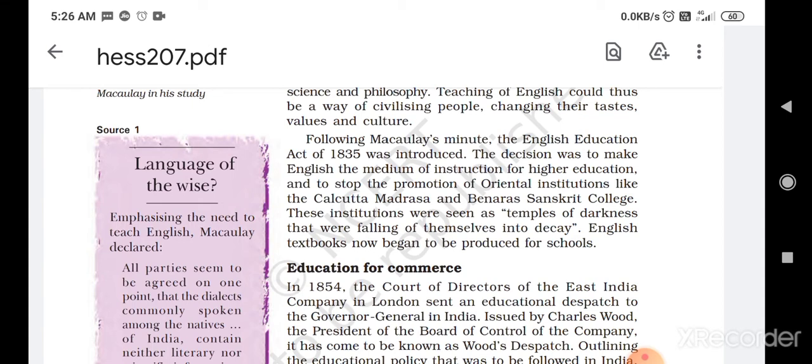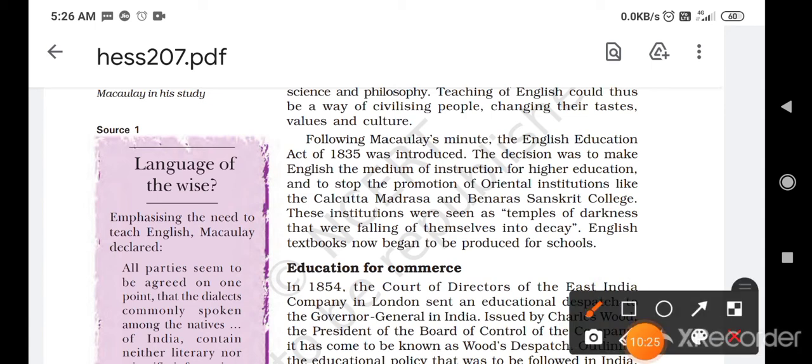If someone wants to have a higher, better quality education, they would be able to learn it only in English. And under this act they also stopped the promotion of Oriental institutions such as Calcutta Madrasa, which we had just learned about in the last video, that was made for Arabian and Persian languages, and Banaras Sanskrit College for Sanskrit language and literature.